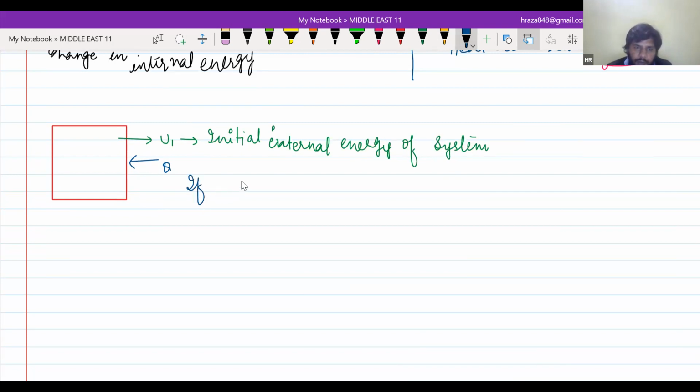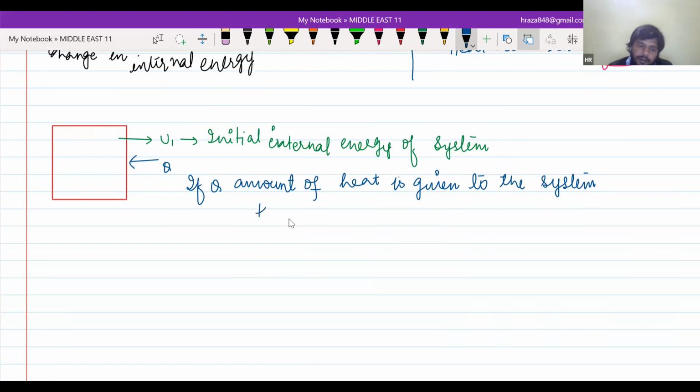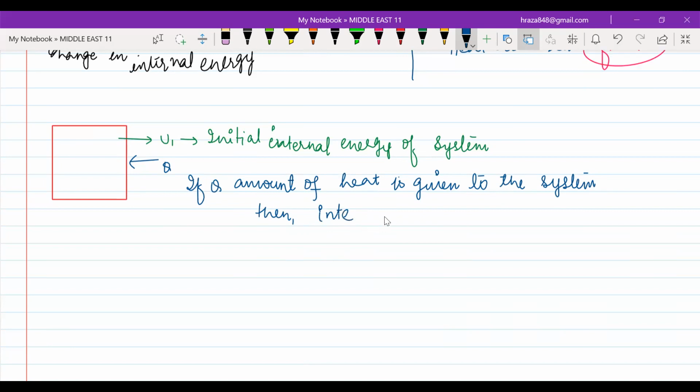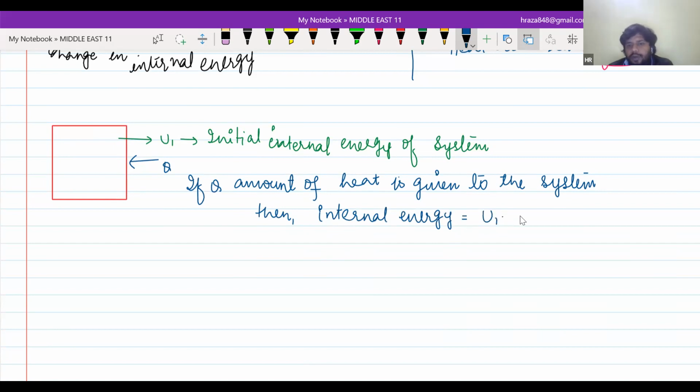Now I'm writing it. If Q amount of heat is given to the system, then the internal energy will be U1 plus Q, right? Yes, sir. Internal energy equals U1 plus Q.